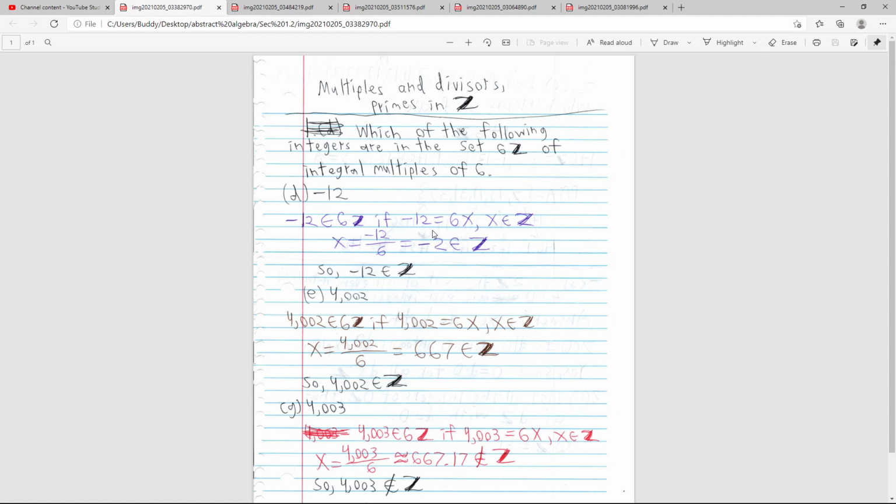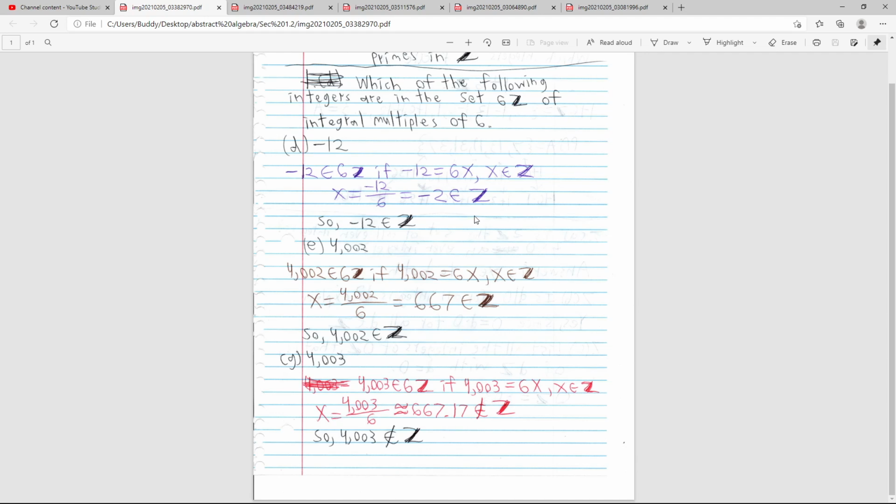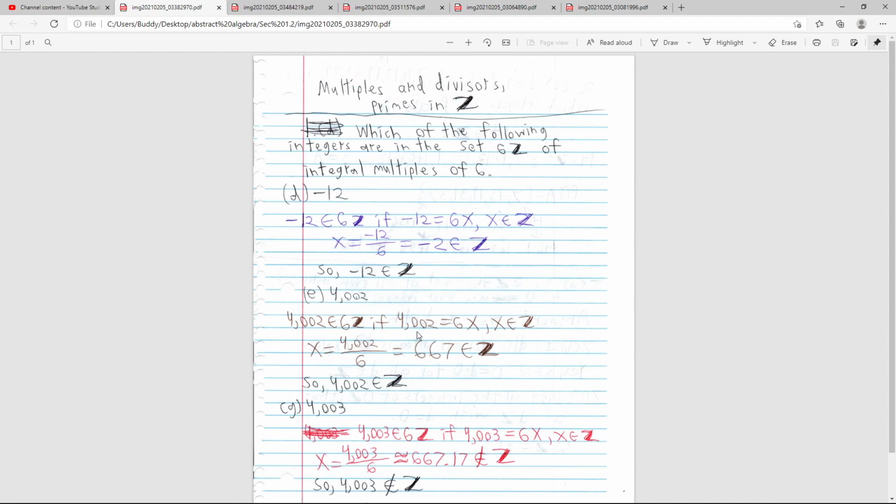So if negative 12 equals 6x, that's what it means. Negative 12 is in 6Z if negative 12 equals 6x, where x is in Z. So x equals negative 12 divided by 6, which equals negative 2, which is in Z. 4002 is in 6Z if 4002 equals 6x, where x is in Z. And 4002 divided by 6 is equal to 667, which is in Z, so x equals 667, so x is in Z.